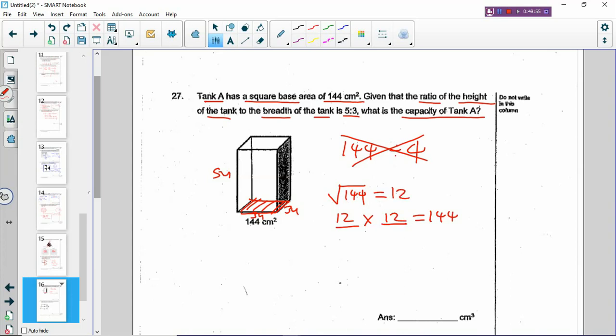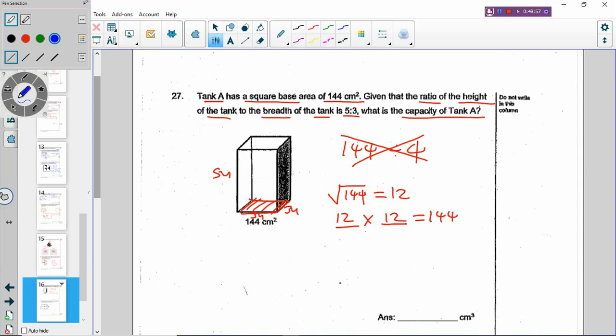Now we know that one side of the square is 12 cm. One side is 12 cm. And then you look at the diagram. You should know how to continue the next step.